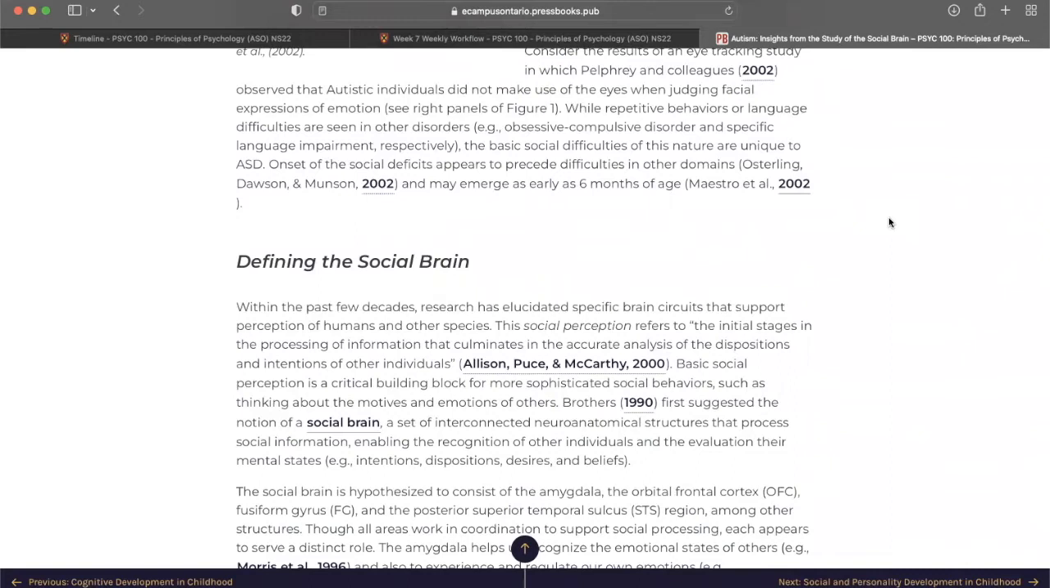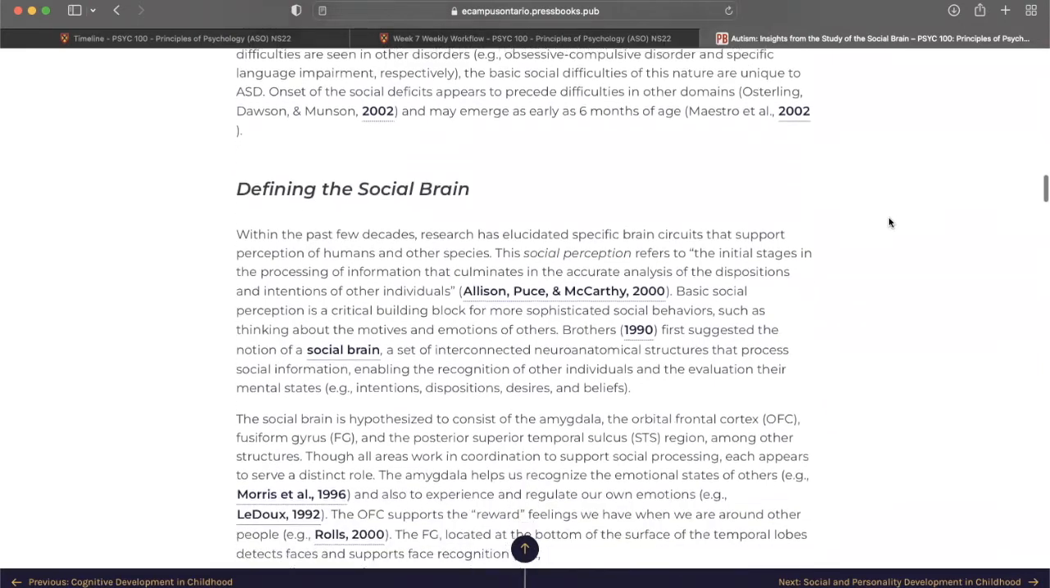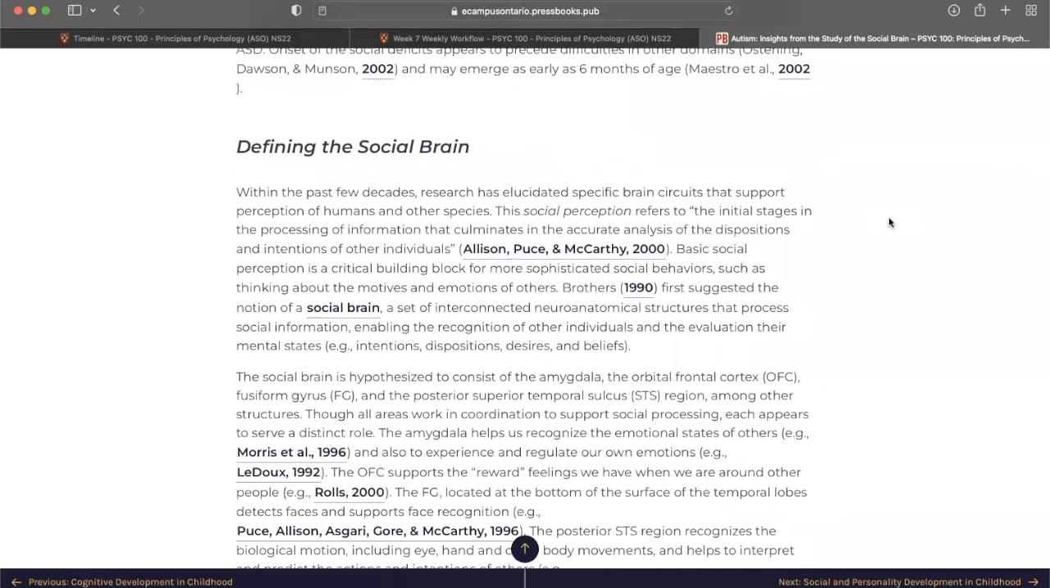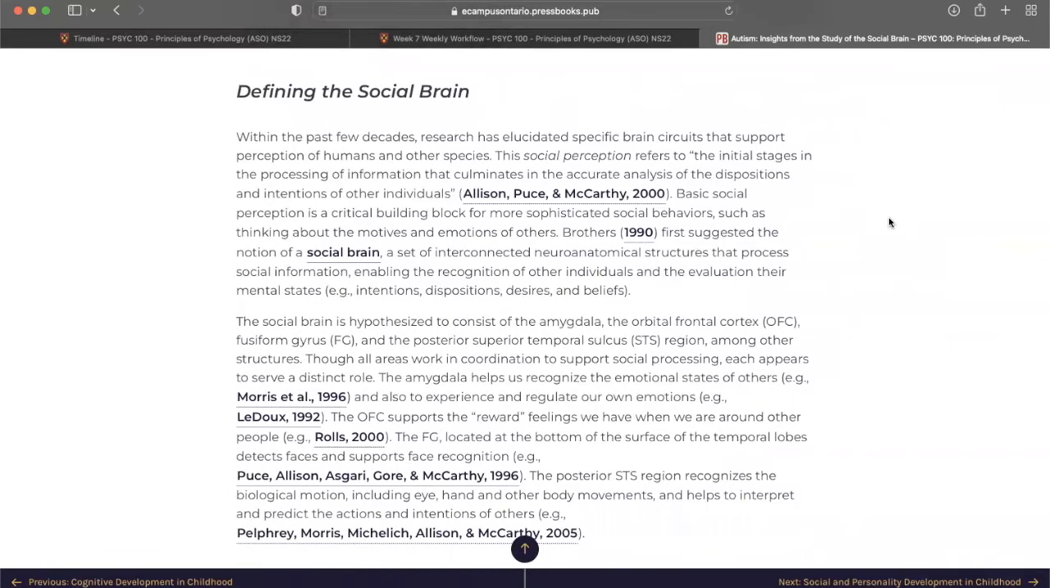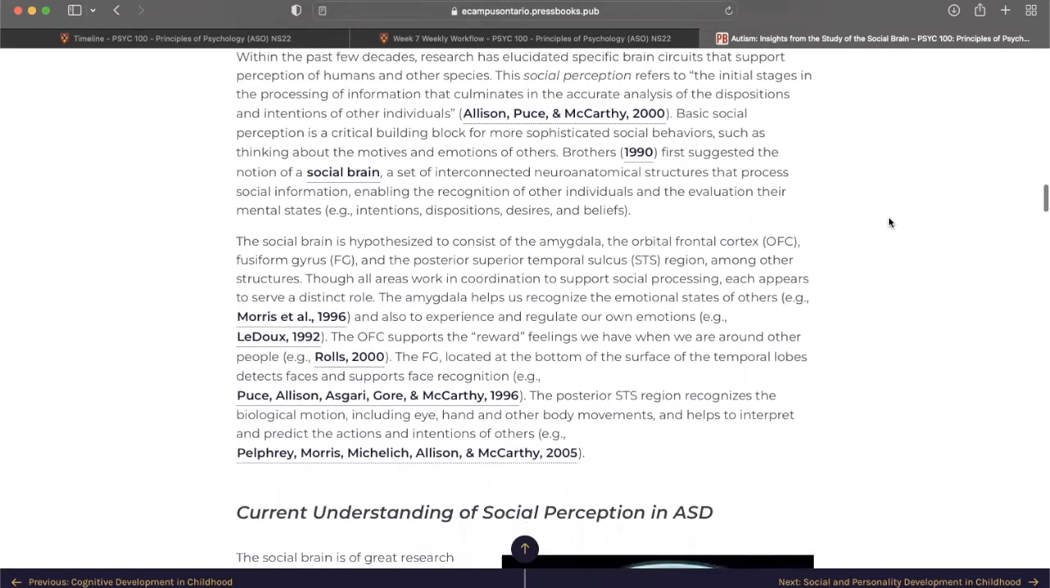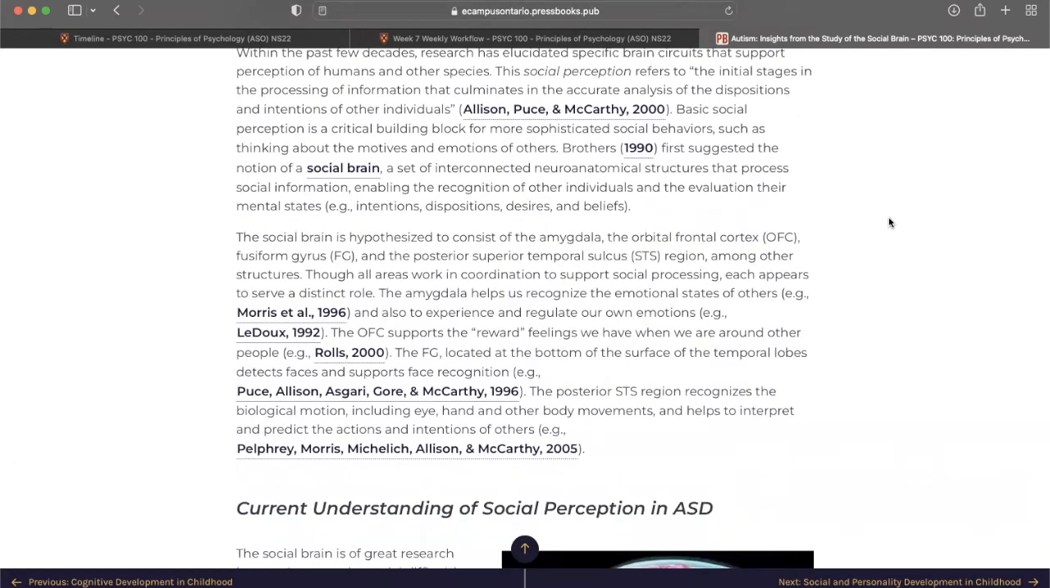Defining the social brain. Within the past few decades, research has elucidated specific brain circuits that support perceptions of humans and other species. This social perception refers to the initial stages in the processing of information that culminates in the accurate analysis of the dispositions and intentions of other individuals. Basic social perception is a critical building block for more sophisticated social behaviors, such as thinking about the motives and emotions of others.